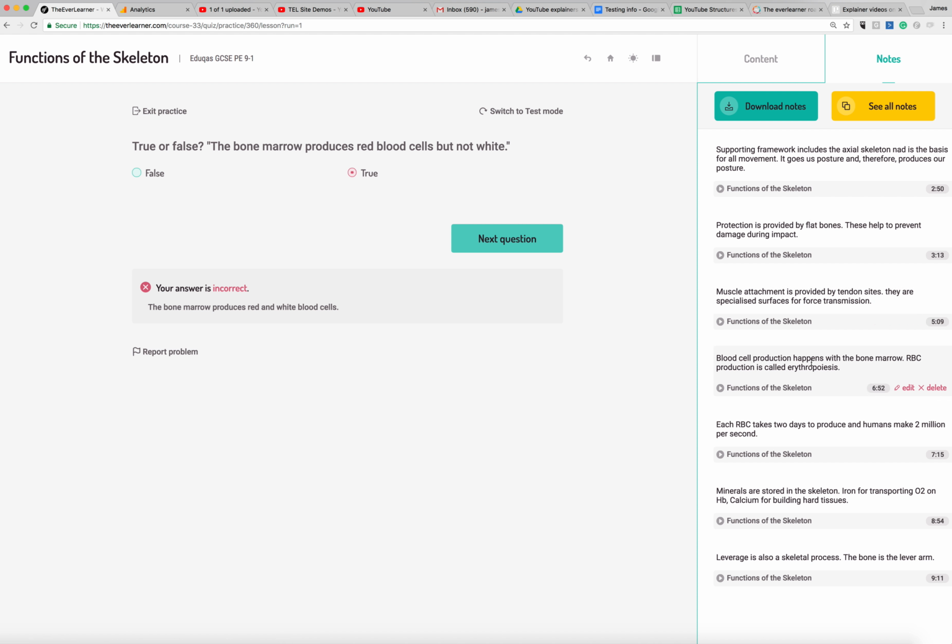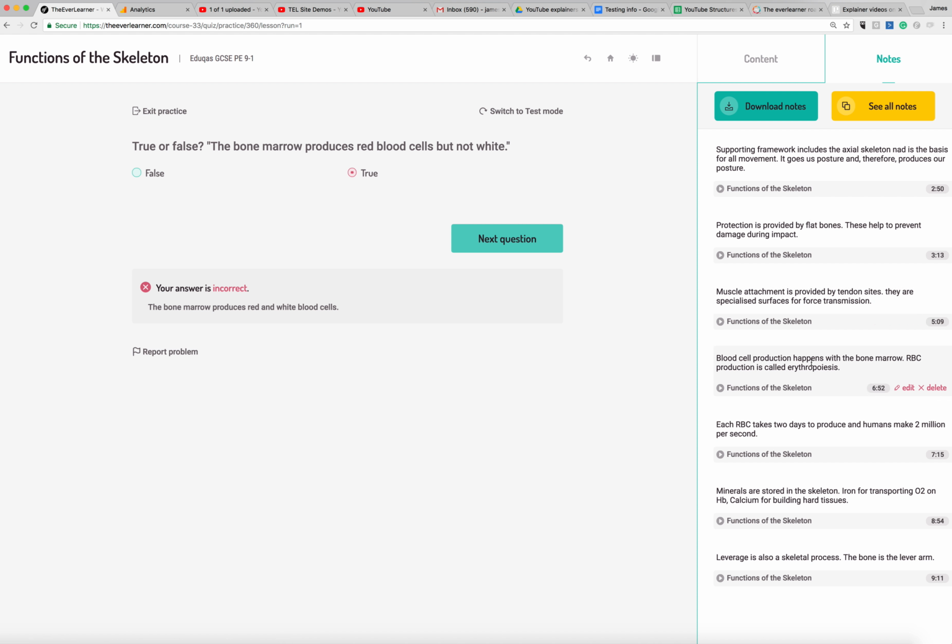Which of the following parts of the skeleton provides the role of protection? Okay, and I've got to choose multiple here. So that does, and that does. And this is a joint for movement of the ankle. So I'm going to submit those three. You're starting to get the idea. I'm using these examples. I'm using my notes. Which word describes the role of skeleton which is responsible for storing iron and calcium? Down here, look, what have I got? Minerals are stored in the skeleton. Iron for transporting O2 on HB, calcium for building hard tissues. Mineral store. And I keep going.